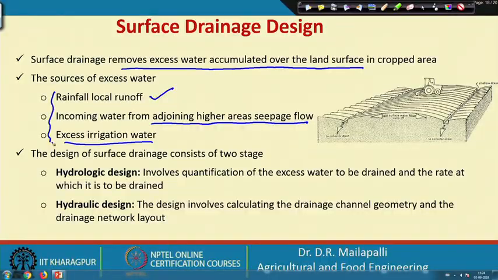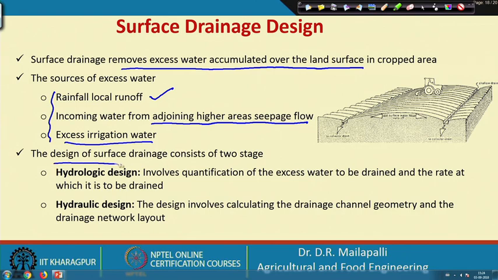When you apply a lot of irrigation water on top of the irrigated field, that is definitely going to cause excess water, or generally the natural runoff, and then sometimes the lateral seepage which takes place from one field to another field. These may cause surface water ponding or waterlogging, which requires surface drainage.